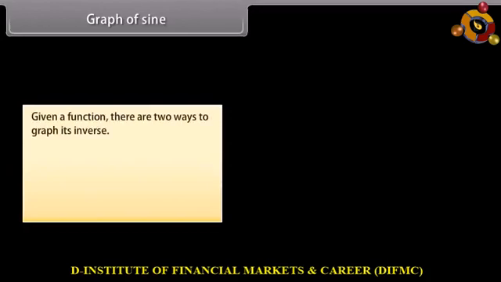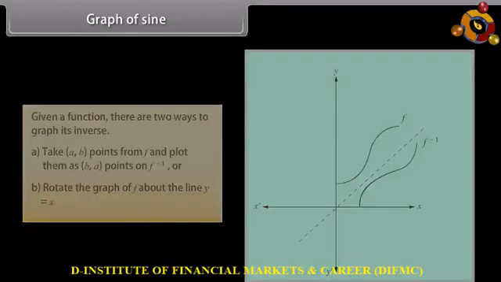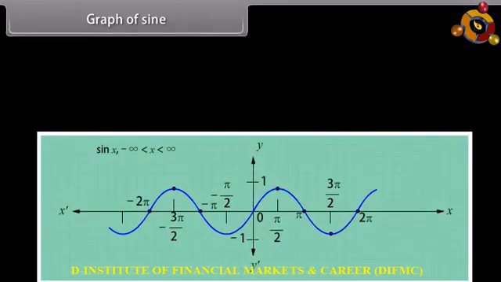Graph of sine. Given a function, there are two ways to graph its inverse. First, take a, b points from f and plot them as b, a points on f inverse. Or, second, rotate the graph of f about the line y is equal to x. We will begin this discussion by finding the inverse of the sine function.